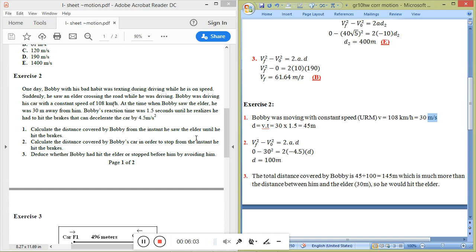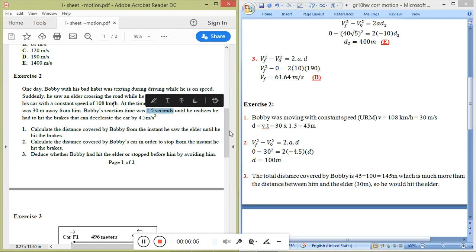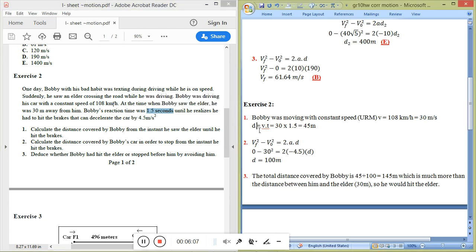Okay, so during 1.5 seconds, since he moved with a uniform rectilinear motion, d equals vt. This is the equation: x equals vt plus x0, or d equals vt. The v equals 30 meters per second, and the time is 1.5. The distance covered is 45 meters.